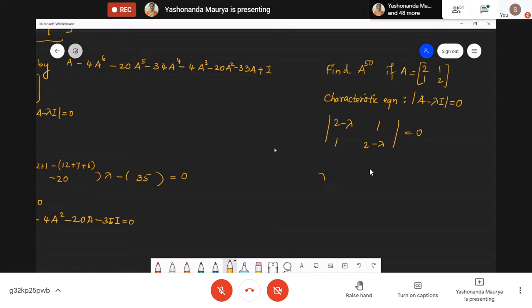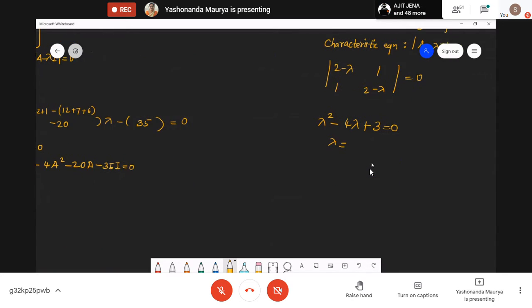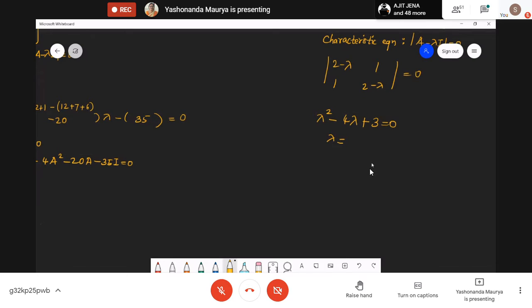So what do we get? Lambda square minus 4 lambda plus 3, since the determinant is 3. What are the lambda values over here? The lambda values are 3 and 1. So these are the lambda values.